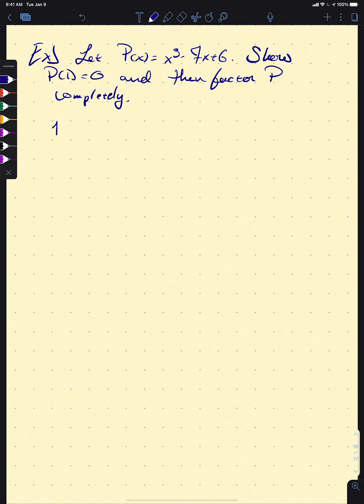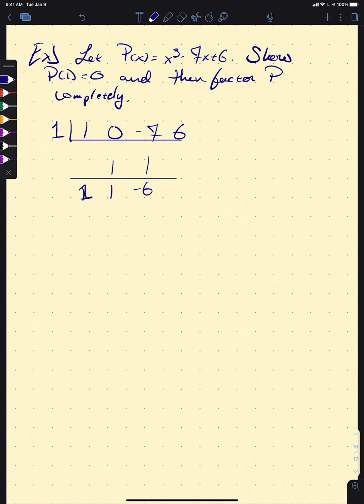Setting this up, we have a 1 on the outside, and then it looks like our coefficients are 1, 0, -7, and 6. Dropping down my 1, I have 1. 1 times 1 is 1. 1 plus 0 is 1. 1 times 1 is 1. Adding straight down, we have -6. But 1 times -6, well, that's -6. Plus 6 is 0, right?